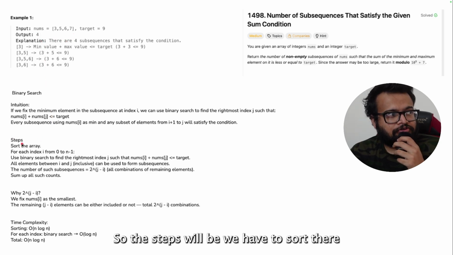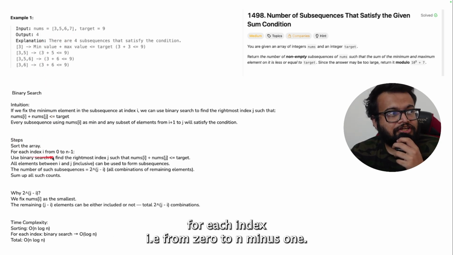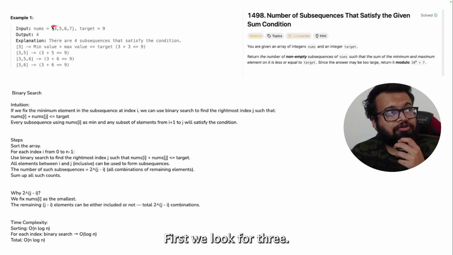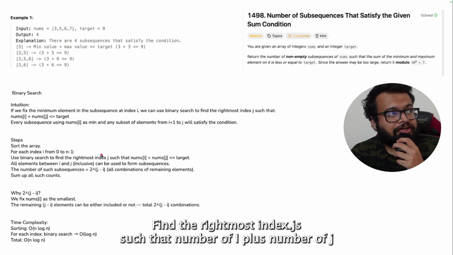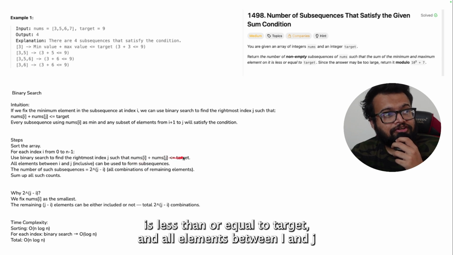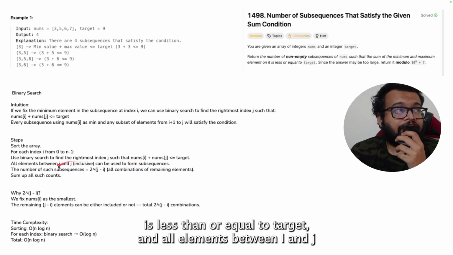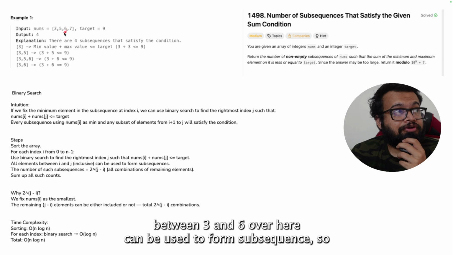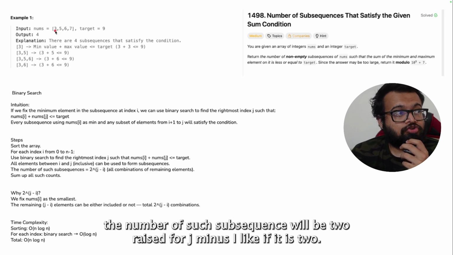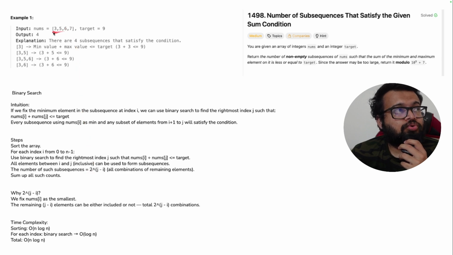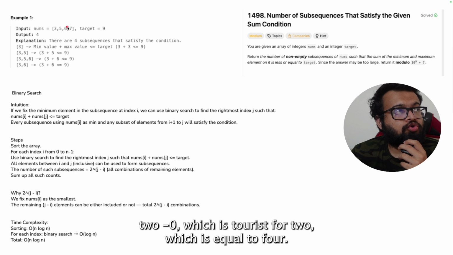So the steps will be: we have to sort the array. For each index i from 0 to n minus 1, first we look for 3 and find the rightmost index j such that nums of i plus nums of j is less than or equal to target. All elements between i and j, between 3 and 6 over here, can be used to form a subsequence. So the number of such subsequences will be 2 raised to the power j minus i. Like if it is 2 minus 0, 2 raised to the power 2, which is equal to 4.